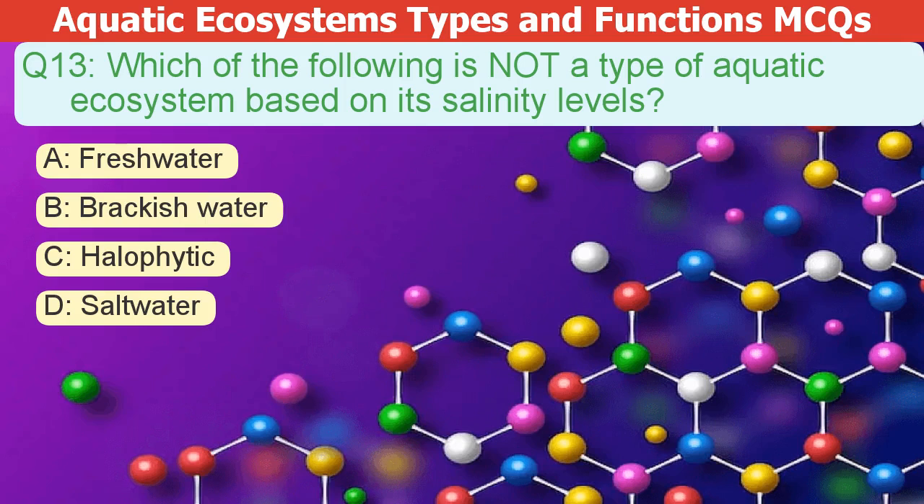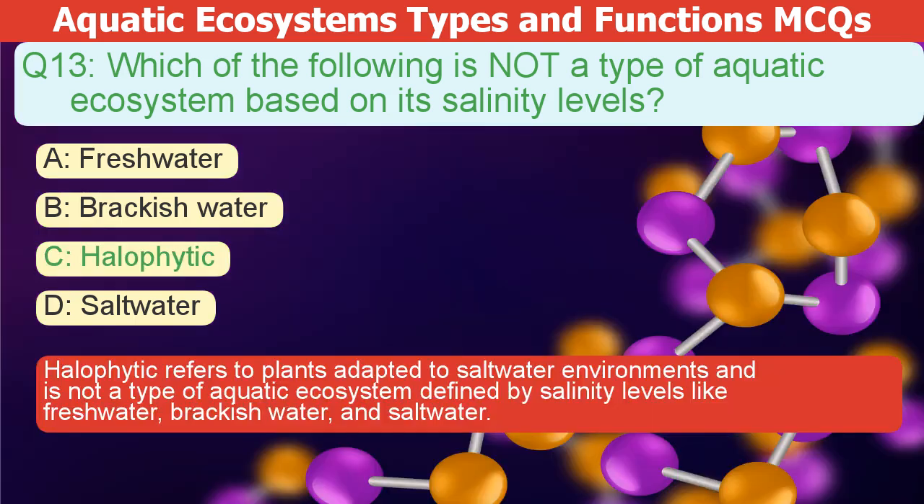Which of the following is not a type of aquatic ecosystem based on its salinity levels? A. Freshwater. B. Brackish water. C. Halophytic. D. Saltwater. The correct answer is C. Halophytic refers to plants adapted to saltwater environments. It's not a type of aquatic ecosystem defined by salinity levels like freshwater, brackish water, and saltwater.